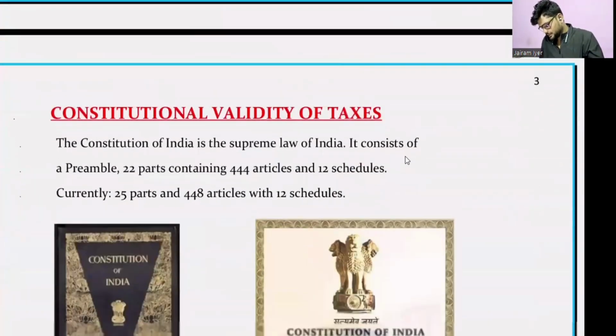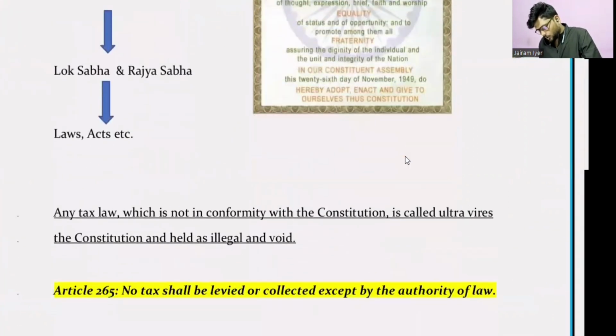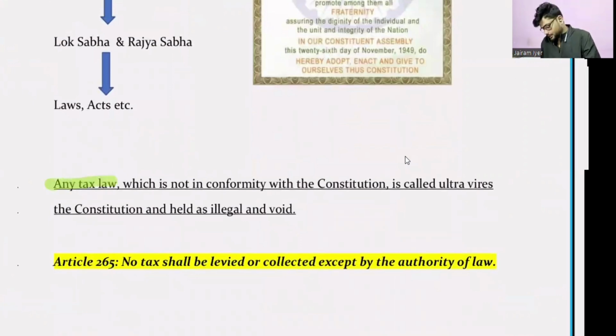Now see, there is a statement which says that any tax law which is not in conformity with the Constitution is called ultra vires the Constitution, and held as illegal and void. That means if there are some taxes, like hafta and all, which are being collected by different people, and it is definitely not in conformity with the Constitution, then that is illegal and void. Void means it is null, it has no legal standing, and illegal means you can complain about that. Some actions can also be taken regarding that.